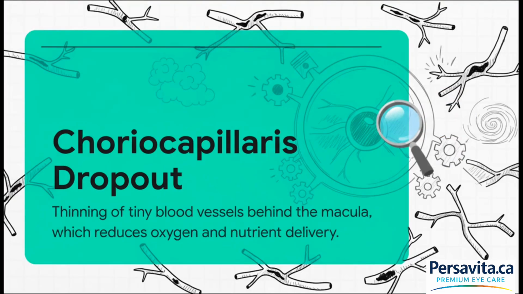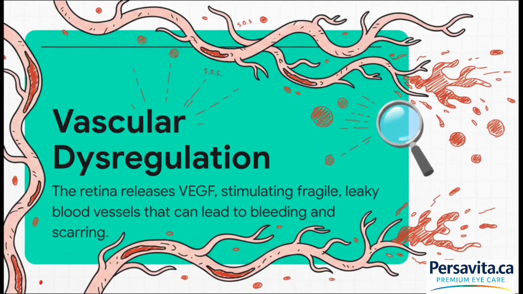Now, one of the very first signs of trouble with AMD is something called choriocapillaris dropout. I know, it's a technical term, but the idea is actually pretty simple. Those tiny fuel lines right behind your macula start to thin out, they get brittle, they clog up. And what that does is choke off the supply of oxygen and nutrients, essentially starving the most important part of the entire retinal engine.